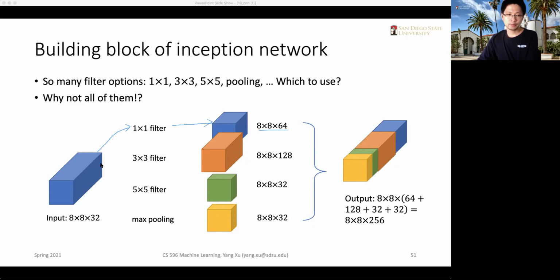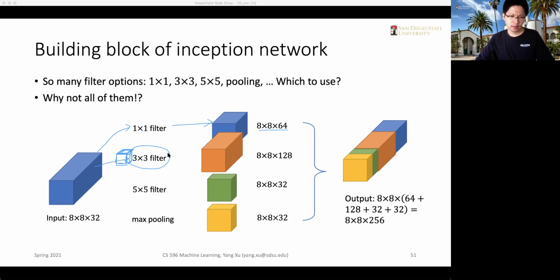And the same input would also in parallel be fed into this 3 by 3 filter. Of course, before this 3 by 3 filter, it will first enter another 1 by 1 filter, which I didn't plot here. Because as the previous slide showed, if we directly apply a 3 by 3 filter, it's going to be very computationally expensive, and then we can use the 1 by 1 filter to reduce that computational cost.